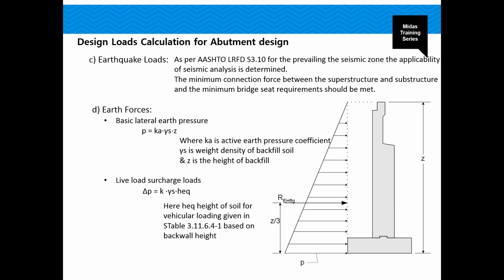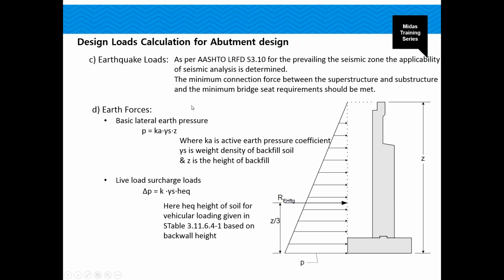And then coming to the earthquake loads. So as per AASHTO LRFD, first of all we see in which seismic zone the structure is falling, and as per that the applicability is checked. And again, the minimum connection force between the superstructure and substructure is ensured by ensuring the minimum seat width requirements. And again, the earth forces are calculated.